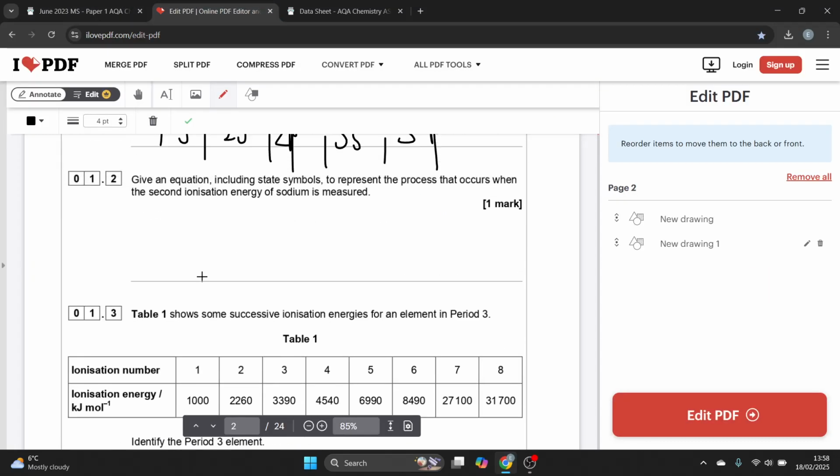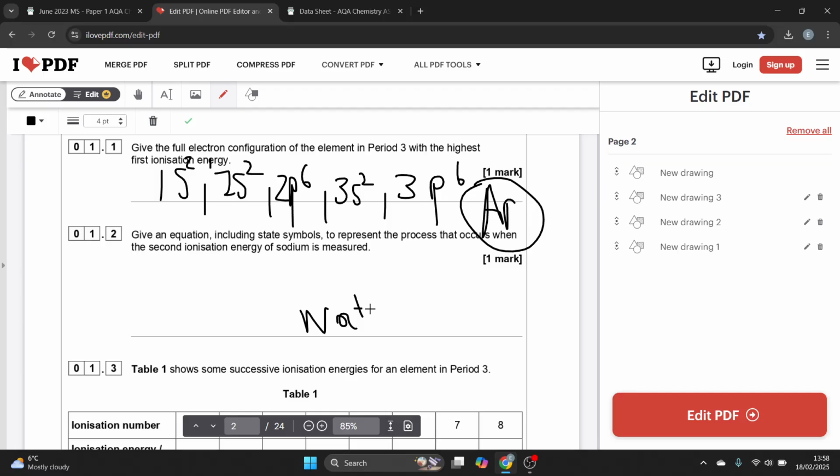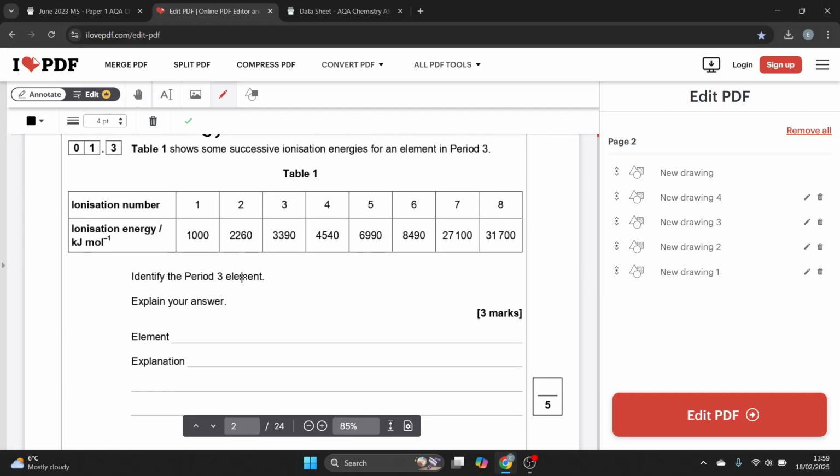Okay, given the equation, you state symbols represent the process that occurs when the second ionization of sodium is measured. So Na plus gaseous, no, Na2 plus gaseous plus e minus, and then Na plus gaseous here. Perfect.